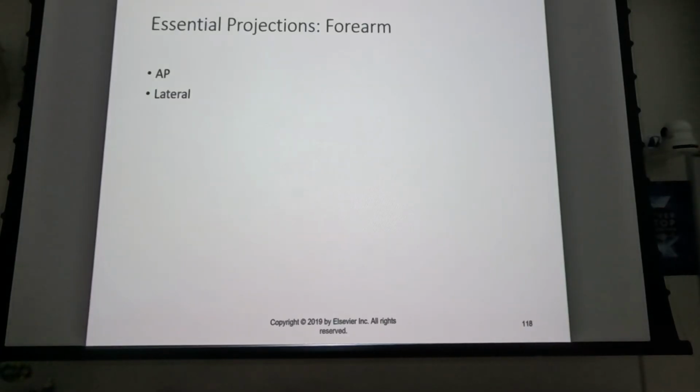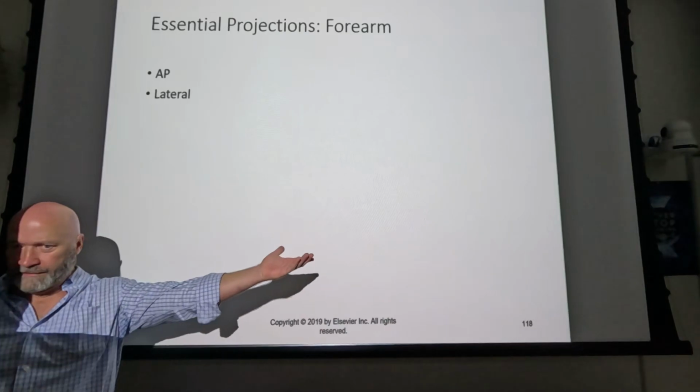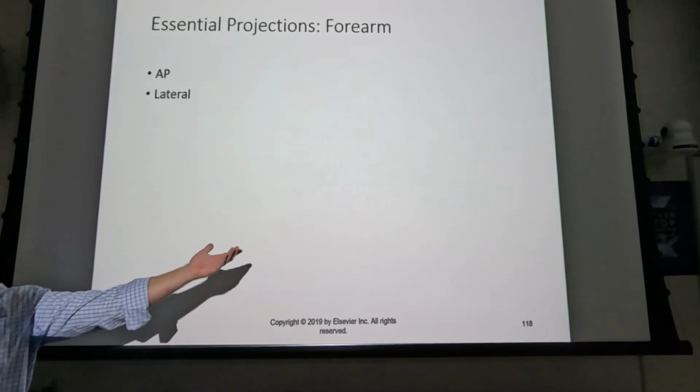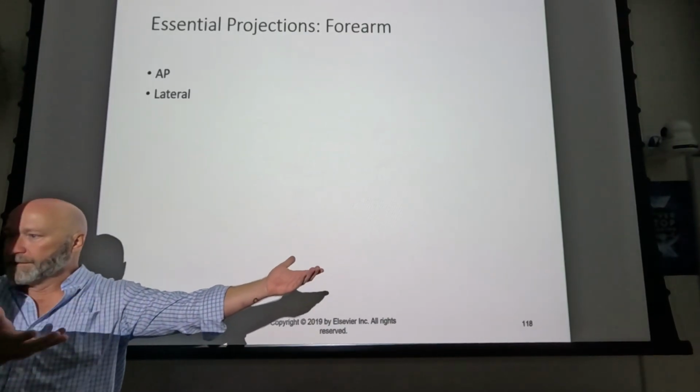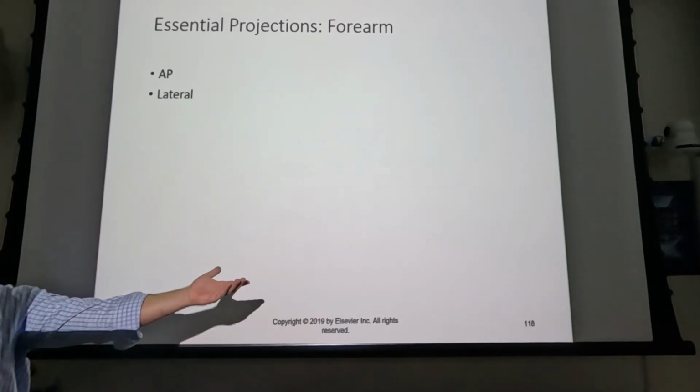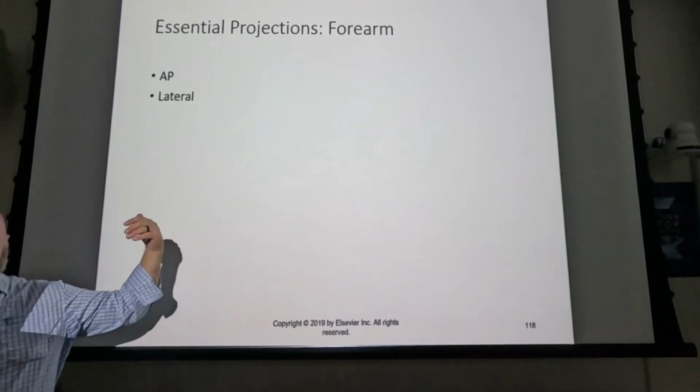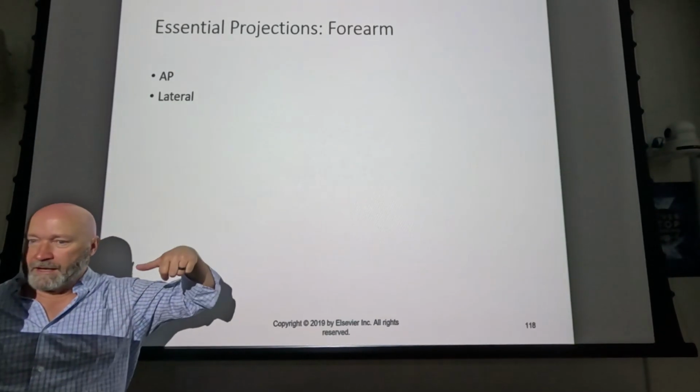So our forearm, we talked about this a little bit. We're going to do two views of the forearm. One is put everything in the same plane, have the patient get low, or build the image receptor up so that you can put everything in the same plane. So for forearm, our central projection is going to be AP and lateral.